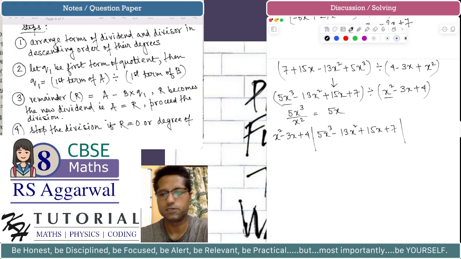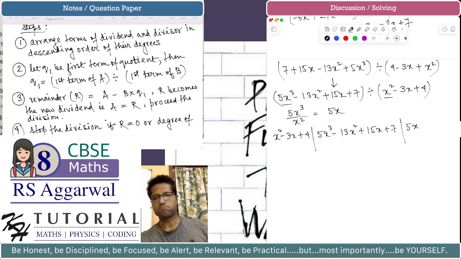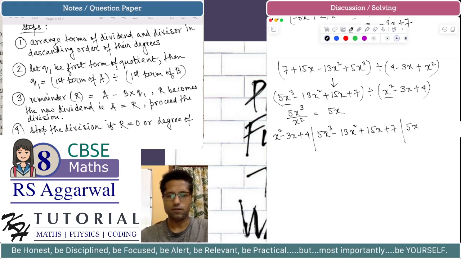The first term of the quotient becomes 5x, and then we will find the product of the first term of the quotient with the divisor. Let's do it orally. So in the previous video I discussed how we do multiplication of algebraic expressions, that is the product of two monomials, and the product of a polynomial and a monomial. If you have not watched that video, you can watch it to get the idea.